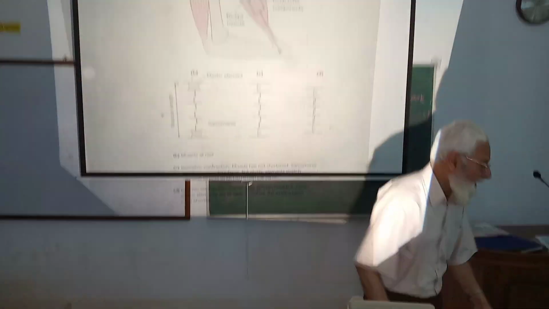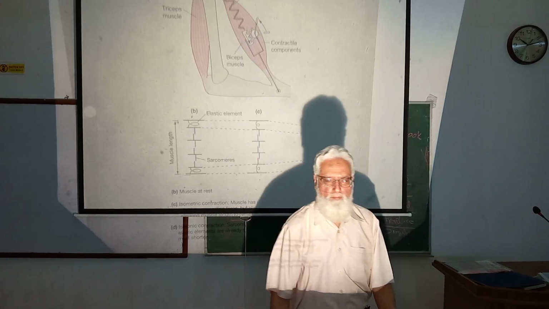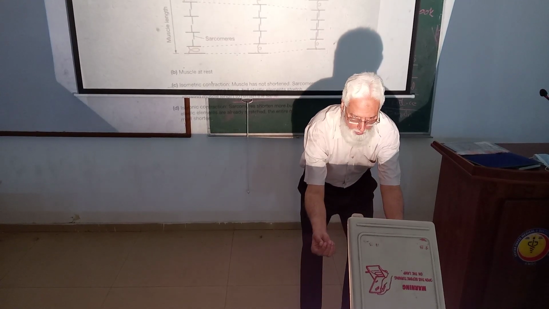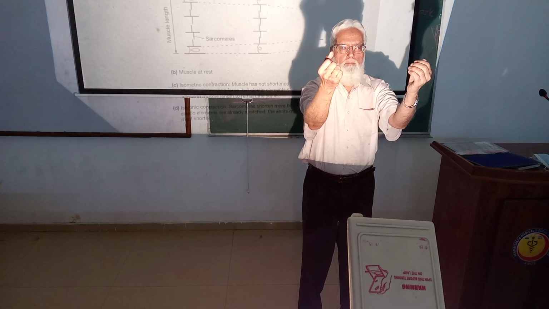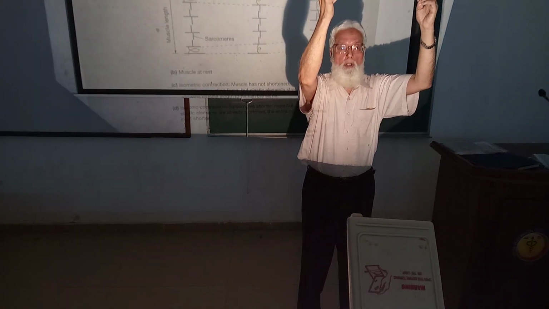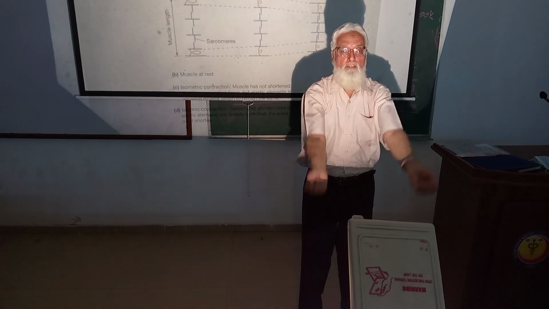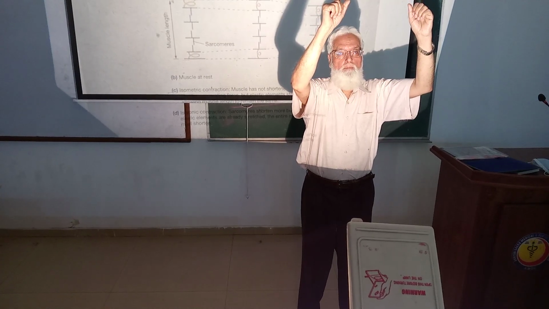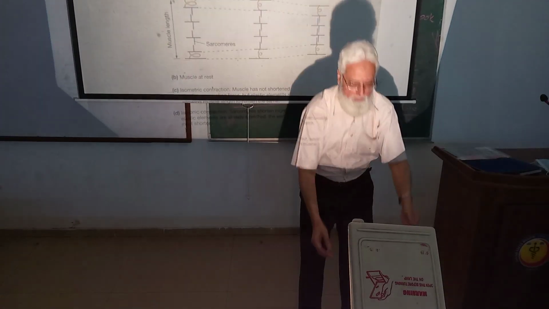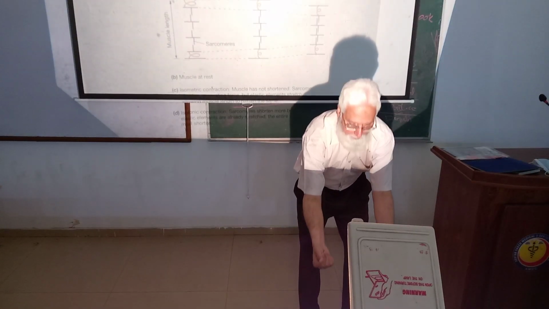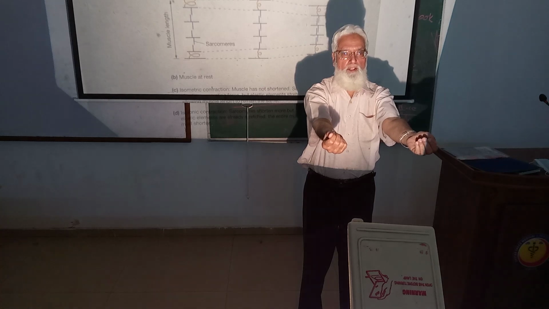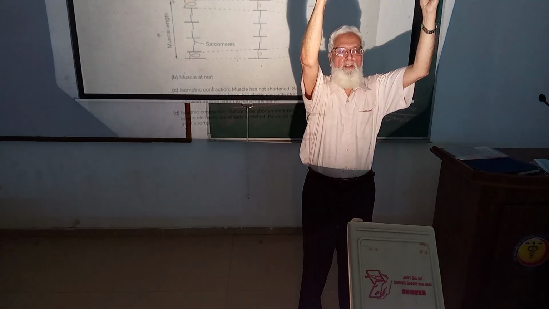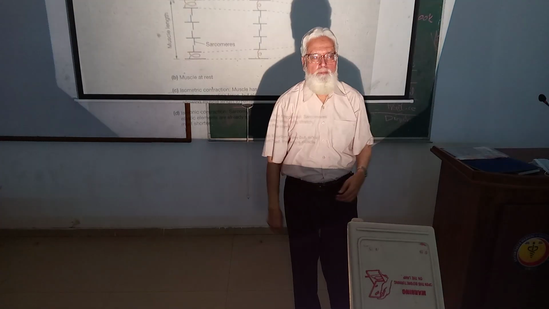Similarly, in weightlifting, when weight is lifted from the ground, it is isotonic. When weight is kept here, it is isometric. But when weight is lifted up, it is isotonic. Right? Weight is moved, isotonic. Weight is kept here, again, it is isometric muscle contraction.